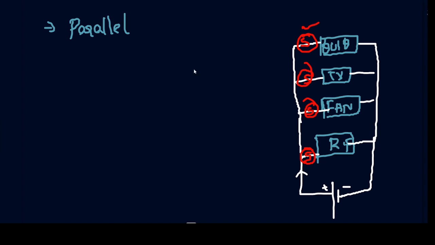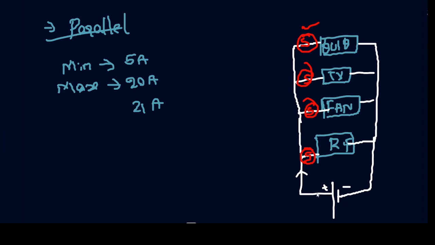But there is a minimum and maximum limit of current consumption of all these appliances, right? The minimum current we use at home is 5 amperes, and the maximum current we use is 20 amperes. So this is the minimum and this is the maximum. Now, what happens if 21 ampere current passes through our home? All these appliances cannot bear this much electricity, right? So at this time they got damaged.